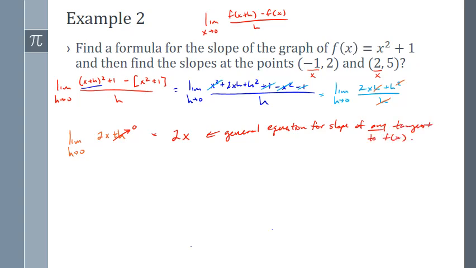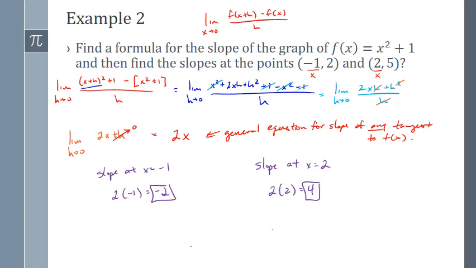to f of x. So now I can substitute in, I can find the slope at x equals -1, which is -2. And separately, the slope at x equals 2 is going to be 2 times 2, which is 4. So I was able to apply the difference quotient one time here, get a general equation for the slope of any tangent to f of x, and then plug in specific x values to that.